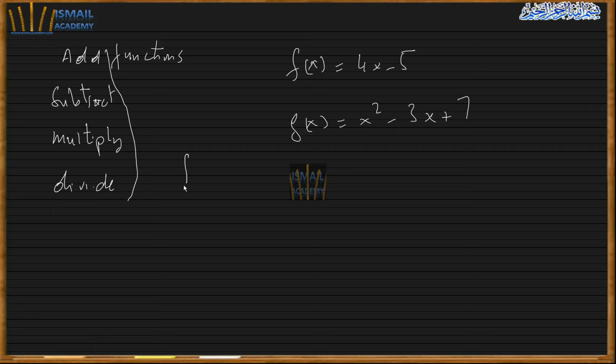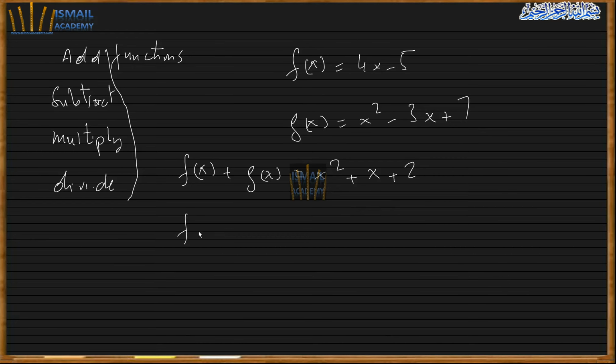So for example, if I want to add functions, I add like terms. There is no like term for x squared here, so it's going to stay x squared, and we have 4x minus 3x, which is 1x, so it's going to be plus x, and minus 5 plus 7 is plus 2. So this is when we add.